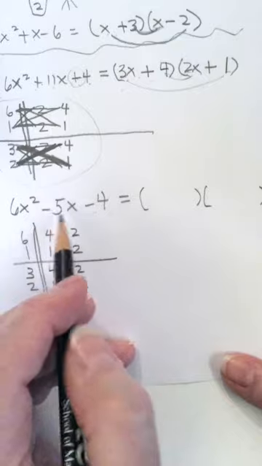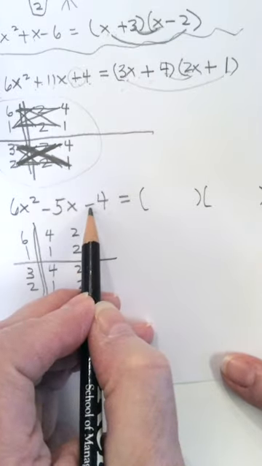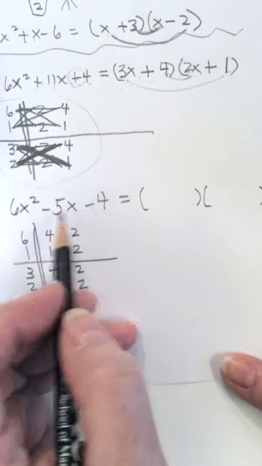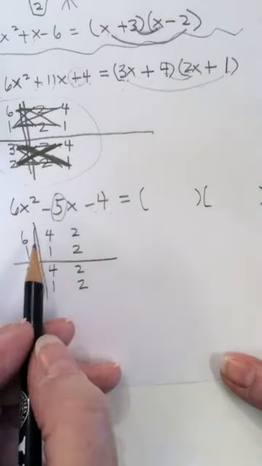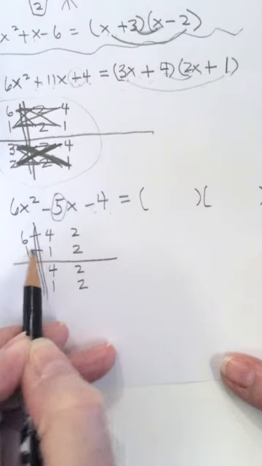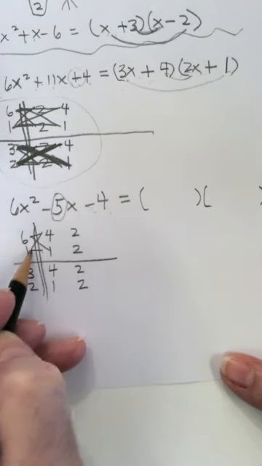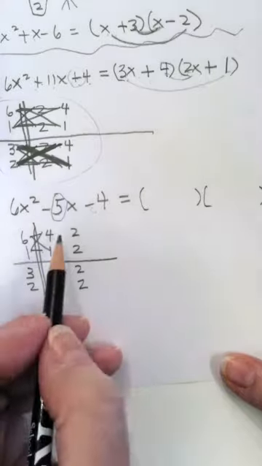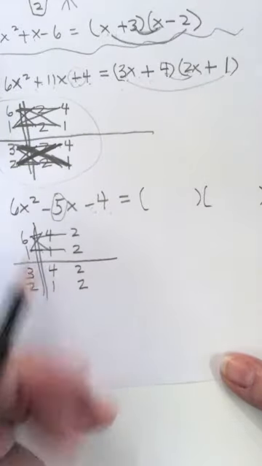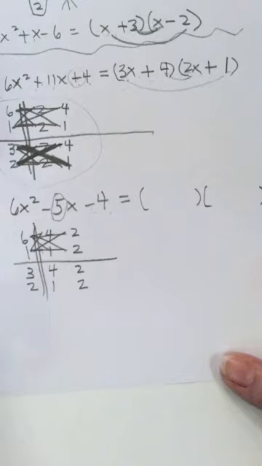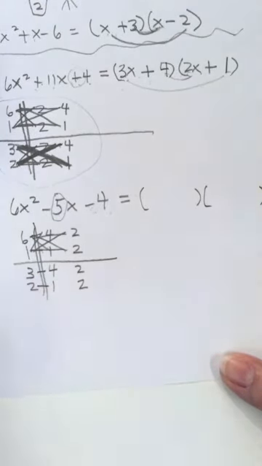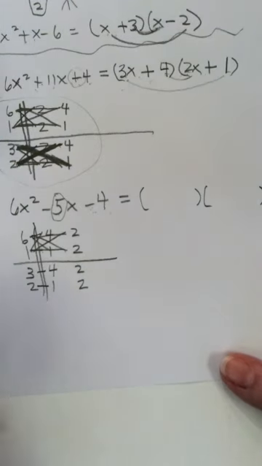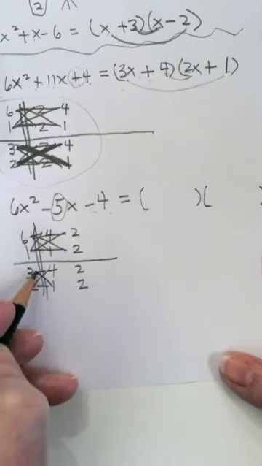Okay. Because this is negative, a minus sign, I want the difference now to equal 5. So 24 and 1, difference is not 5. 6 and 4, difference is not 5. 12 and 2, difference is not 5. 3 and 8, aha, there we go, the difference is 5.